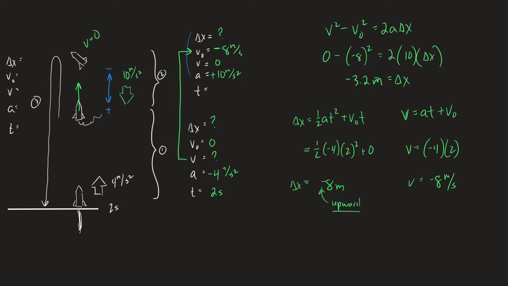Now, again, negative, not a surprise. It kept going upwards into the air. So we tend to be fixated on positives going up. And that's why I'm choosing to do this problem this way. So at this moment, the rocket is 11.2 meters in the air. That is the maximum height obtained by the rocket. 8 meters plus 3.2 meters.